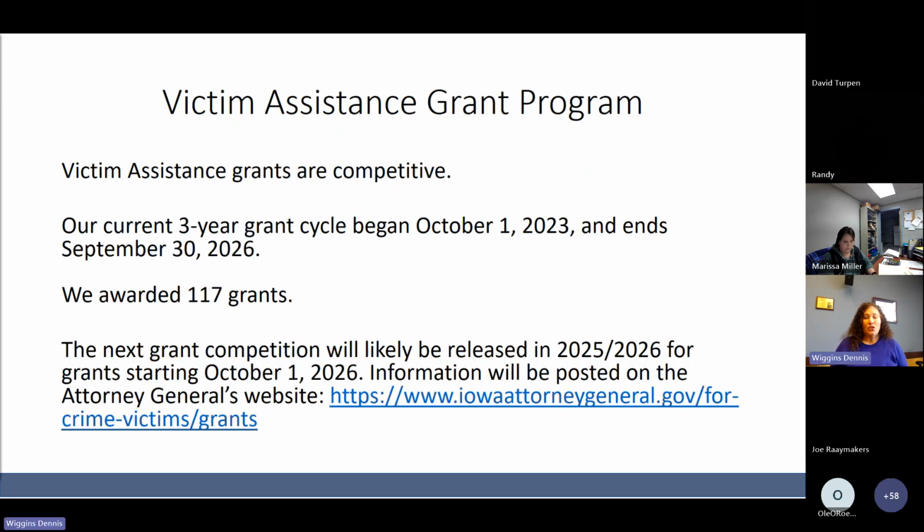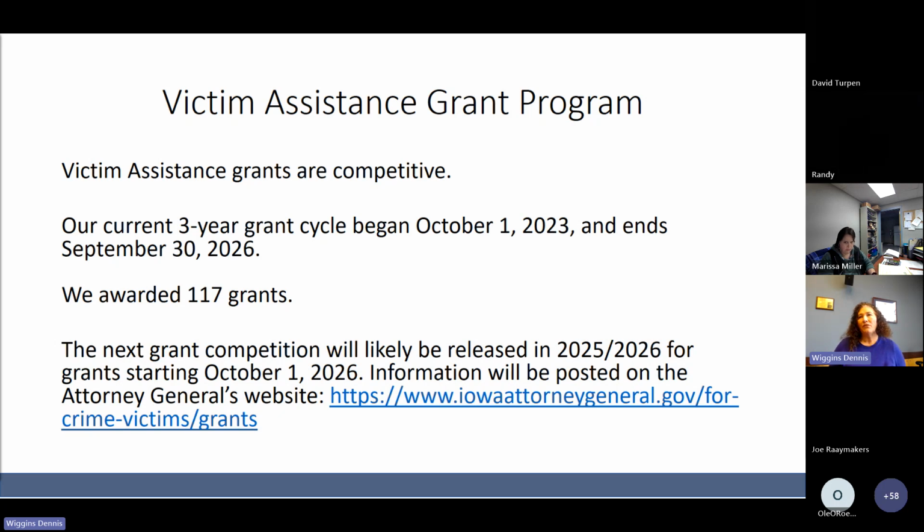Our victim assistance grants programs are competitive. Every 3 years, we hold a competition. We just started our 3-year grant cycle on October 1 of 2023, and that cycle will end September 30th of 2026. We awarded 117 grants. Our next competition is likely to be released in 2025-2026 for the grants starting October 1 of 2026.